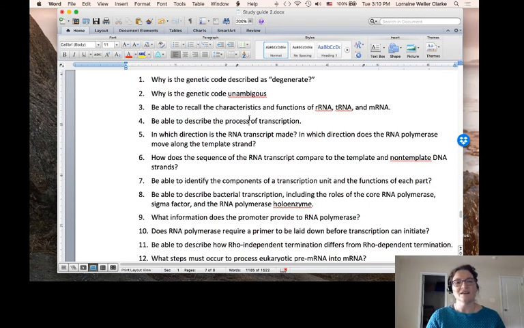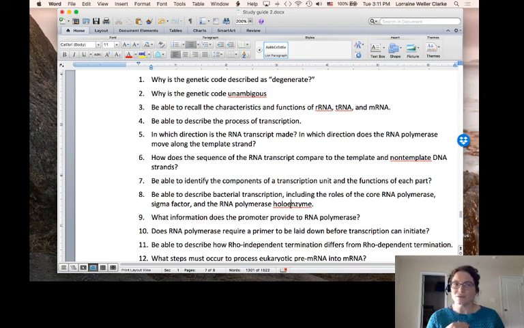Functions of these guys. What I recommend you do, again, some of this is new information, some of it's not, okay? I'm sure you learned about the degenerate and unambiguous genetic code already. But things like the process of transcription, in what direction does it move, how does the template and non-template DNA compare to the RNA transcript, again, the core RNA polymerase, sigma factor, this holoenzyme, additionally, those outside activators or silencers, okay? So understanding all that information. What does the promoter provide to RNA polymerase?